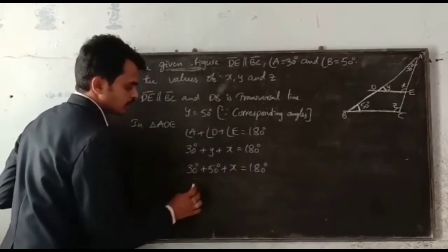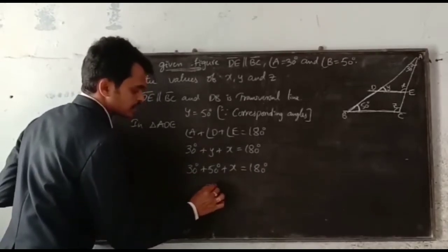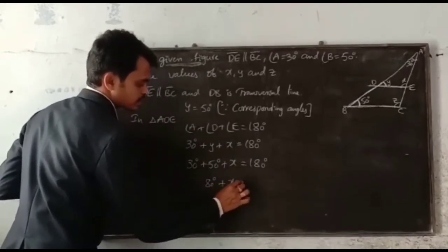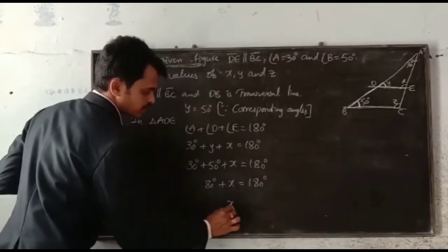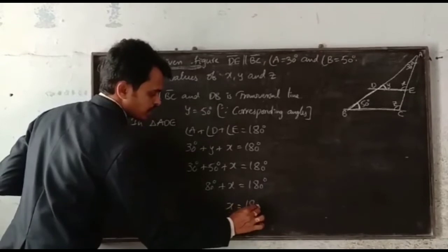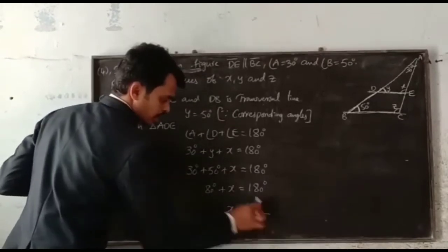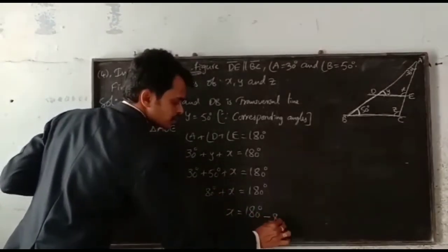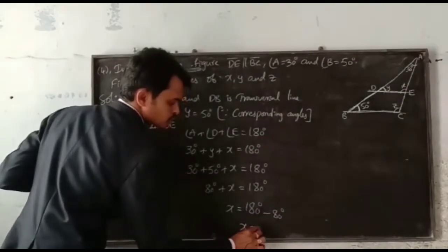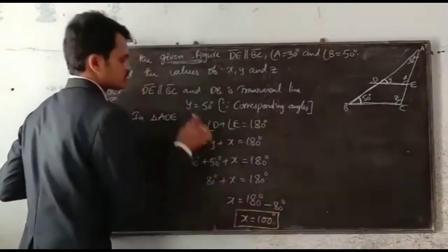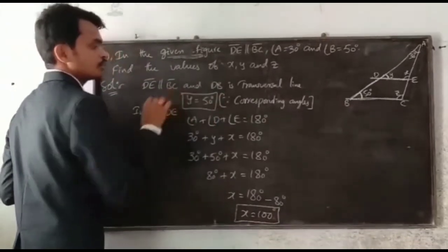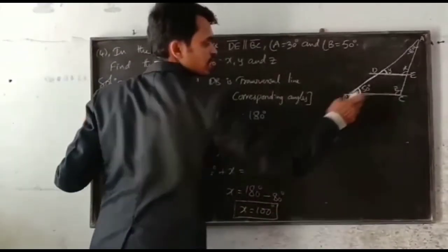So 30 plus 50 is 80 degrees. So 80 plus X is equal to 180 degrees. Now X is equal to 180 degrees minus 80 degrees. Then X is equal to 100 degrees. Now we have the X value and the Y value. Now we have to find out the Z value.